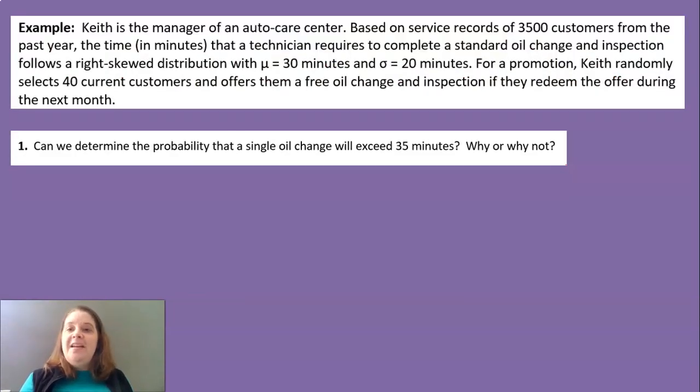Okay, all right, next question. Keith is the manager of an auto care center. Based on service records of 3,500 customers from the past year, the time in minutes that a technician requires to complete a standard oil change and inspection follows a right-skewed distribution with a mean of 30 minutes and a standard deviation of 20 minutes. For a promotion, Keith randomly selects 40 current customers and offers them a free oil change and inspection if they redeem the offer during the next month.